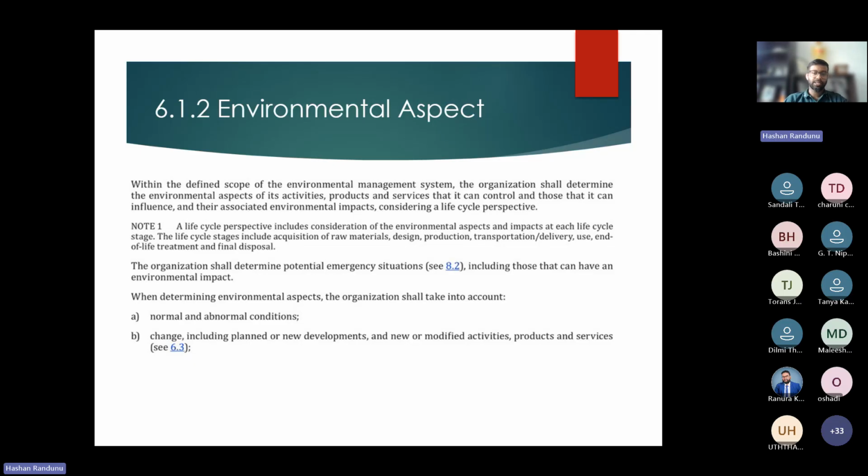Then how can a production team consider life cycle perspective, right? They can minimize the consumption of raw materials. They can minimize the consumption of energy. They can reduce waste generation, right? Why do they need to consider reducing consumption of energy? Is there any environmental impact that can happen by using electricity?